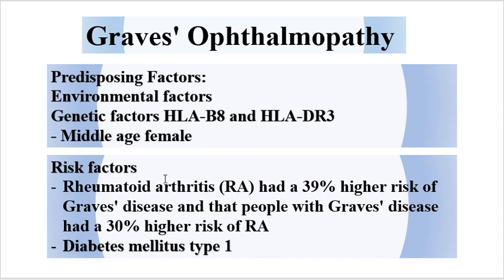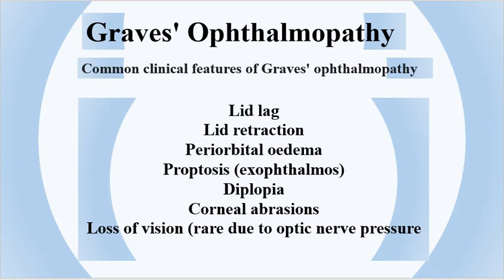There are some risk factors also that may predispose to Graves' ophthalmopathy. For example, people with rheumatoid arthritis had a 39% higher risk of Graves' disease, and people with Graves' disease had a 30% risk of rheumatoid arthritis. This has actually been shown in some studies. Also, one of the risk factors for getting Graves' ophthalmopathy is diabetes mellitus type 1.